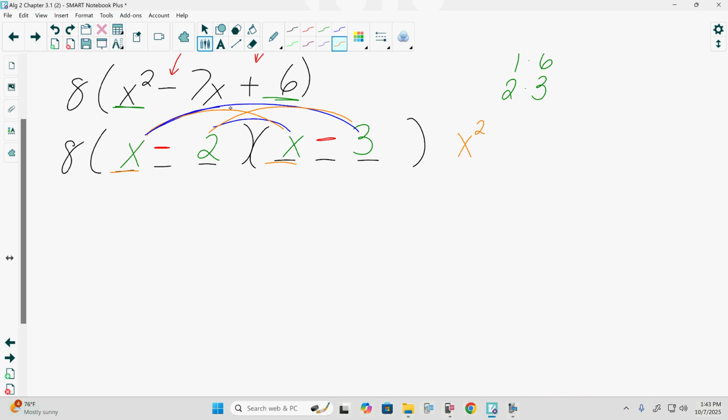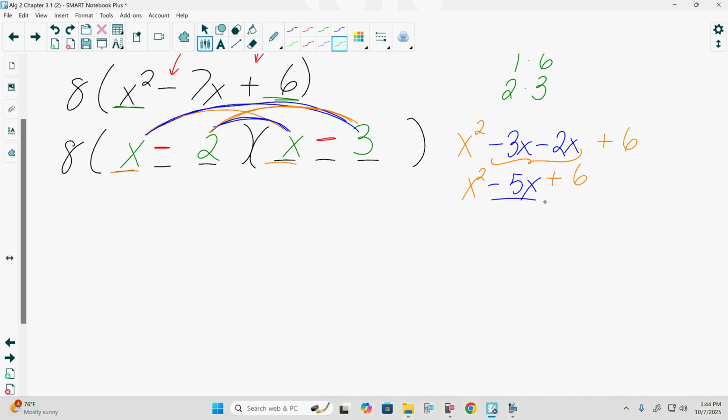The first one we're really looking at is x times negative 3, which would be negative 3x. We move on to the next one. Negative 2 times x is negative 2x. And lastly, negative 2 times negative 3, the negative and negative make a positive. 2 times 3 is 6. Now we simplify the middle term. Negative 3x minus 2x is negative 5x plus 6.